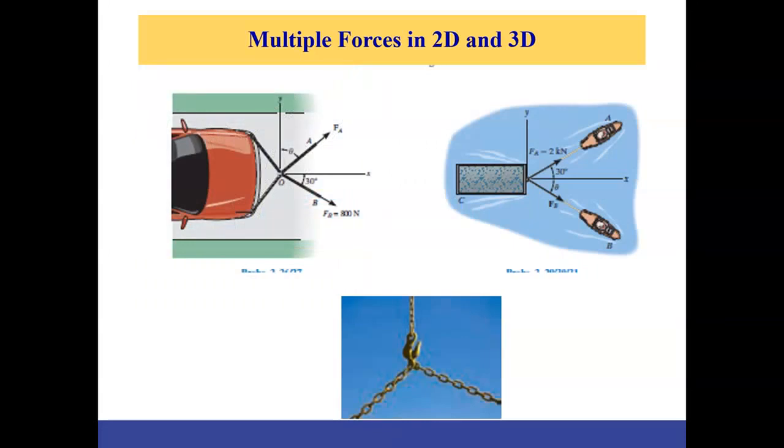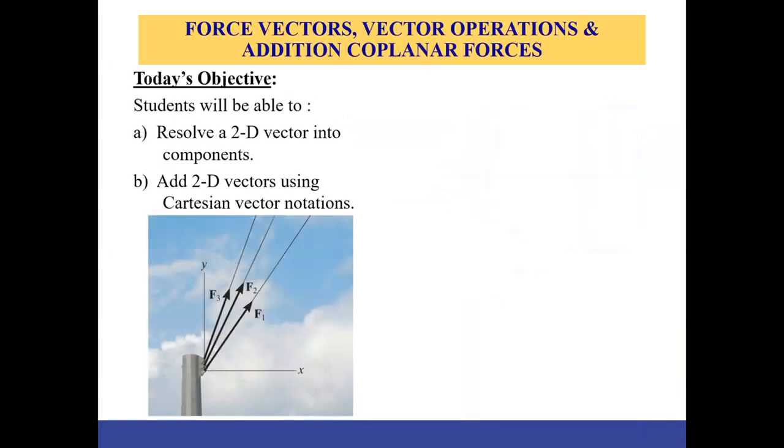There are a few more examples as shown in the figure. To find the resultant force acting at the hook while the car is being pulled, we need to represent each of F1 and F2 as a vector and add them together to find the resultant force. Same here, we can add FA and FB to find the resultant force acting at the hook or the crane hook. So the objective for this chapter is to resolve a vector into its components and add 2 vectors using Cartesian vector notation.